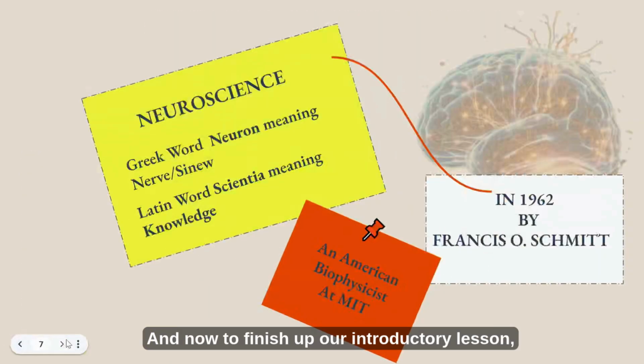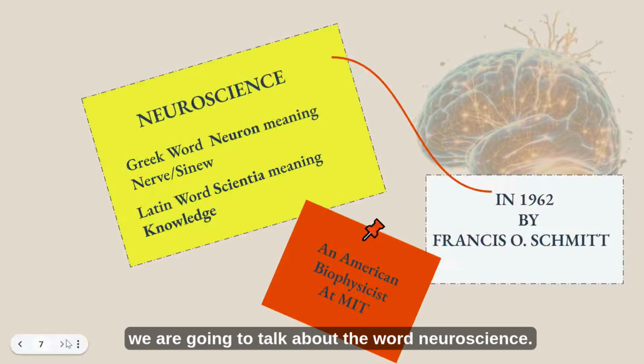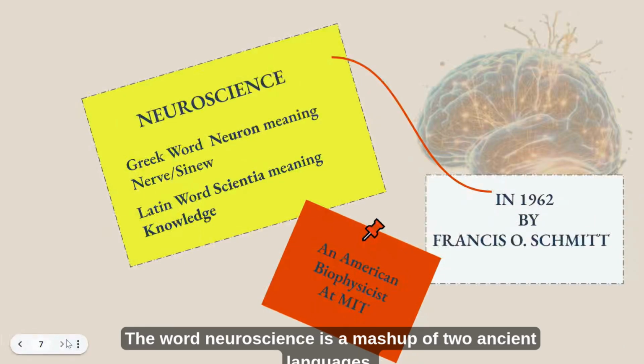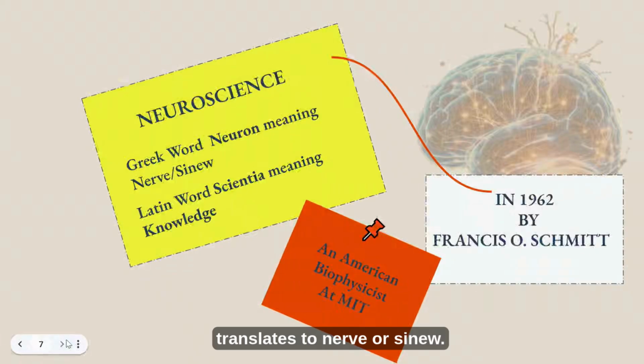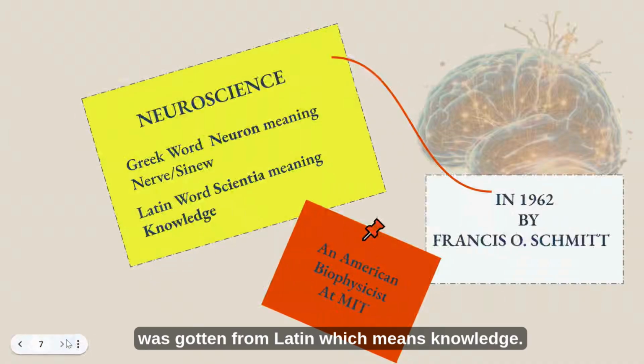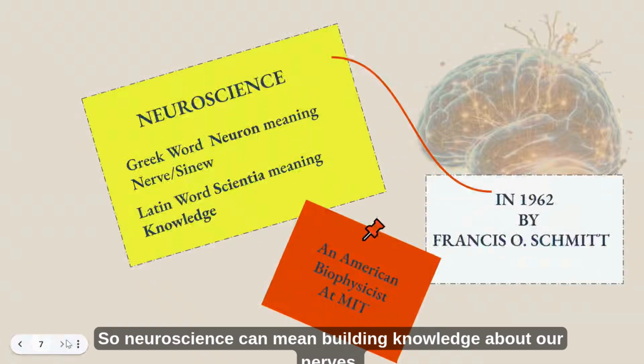And now, to finish up our introductory lesson, we are going to talk about the word neuroscience. The word neuroscience is a mashup of two ancient languages. First, we have the ancient Greek root word neuron, which translates to nerve or sinew, and the word scientia, which was gotten from Latin, which means knowledge. So, neuroscience can mean building knowledge about our nerves.